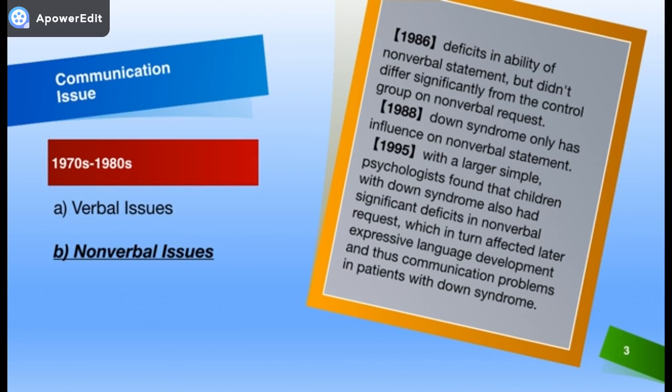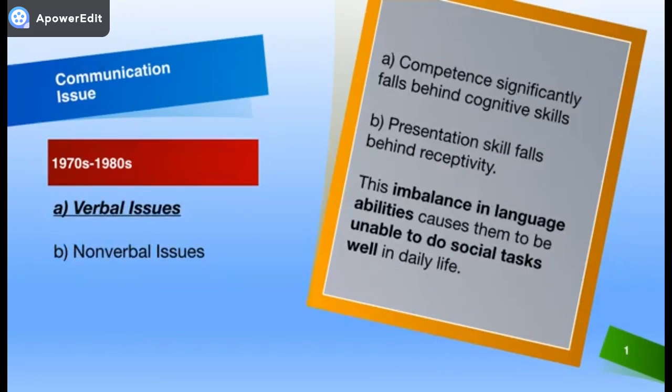When it comes to verbal communication, researchers have found that people with Down syndrome's abilities in different areas of language are respectively in different developing stages. For example, within an identical individual, the language competence significantly falls behind cognitive skills, and presentation skill falls behind receptivity. This imbalance in language abilities holds back patients from being able to do social tasks well in daily life.